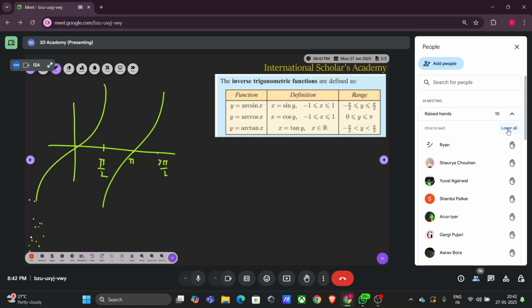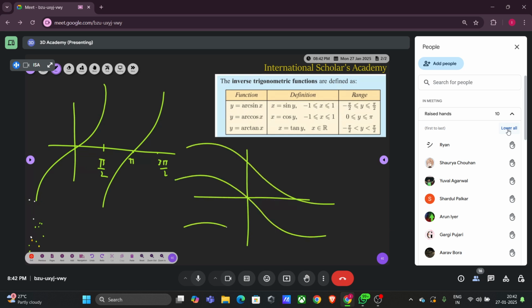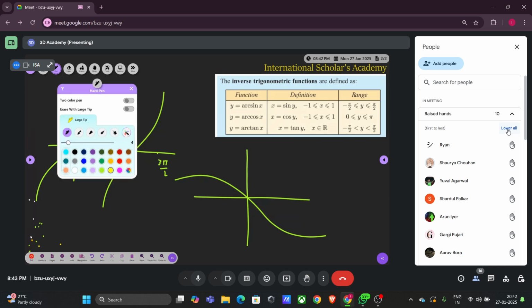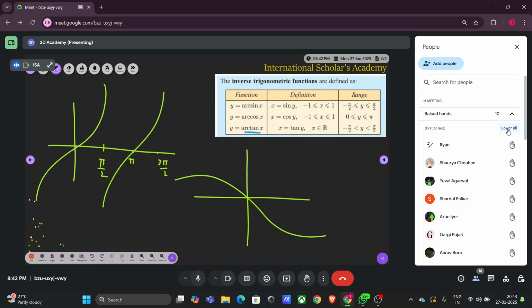Now when you take the inverse of it, it will go like this. Instead of having all of them, I will remove all of them and keep only one. That's why the domain of tan inverse x, the inverse function of tan, is all real numbers. You can put all real numbers in the domain here. And your range will be from minus pi by 2 to pi by 2 only.